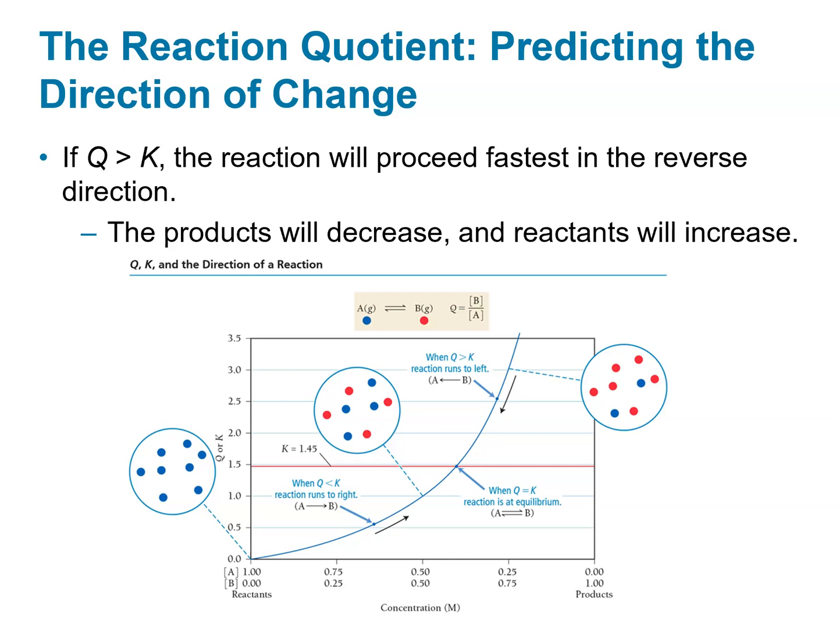Well, if Q is greater than K, that means the reaction is going to proceed fastest in the reverse direction. And that makes sense because think of K or Q as products over reactants. Well, if Q is larger, that means we have an excess of products compared to our equilibrium condition, which means the reaction is going to proceed in the reverse direction towards our reactants. So in this scenario, our products will decrease and our reactants will increase.